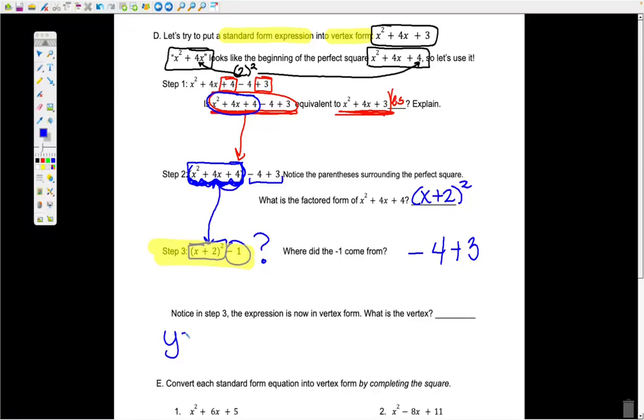All I would have to do is stick a y on here, and I have y equals x plus 2 squared minus 1. If this is in vertex form, we're given a vertex. What's my vertex? Negative 2, negative 1.